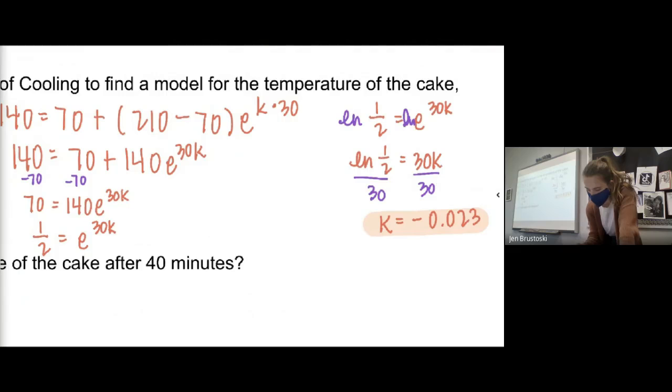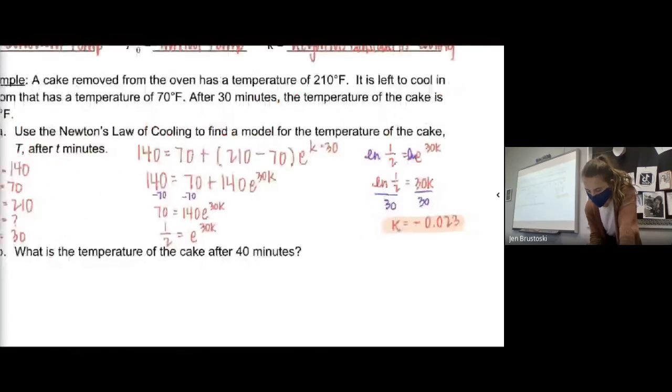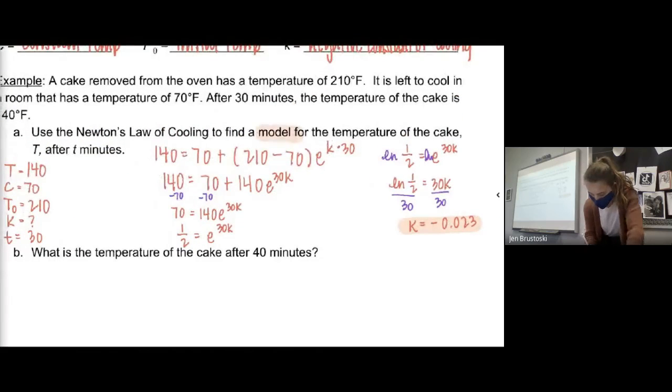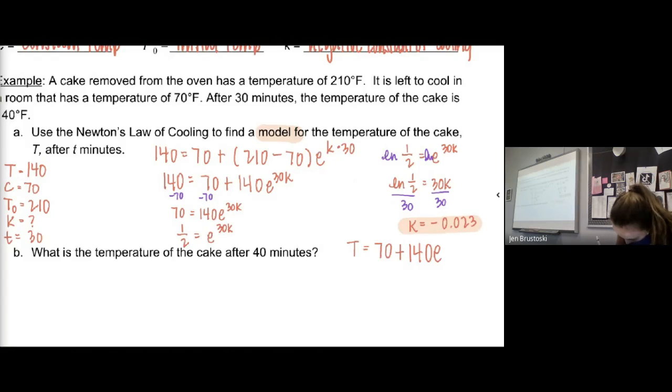Okay, so we still have to find the model, which means that we're trying to find the equation. So we'll write it out as T equals 70 plus 140 e to the negative 0.023 t. And that is our equation for our temperature after a given time.